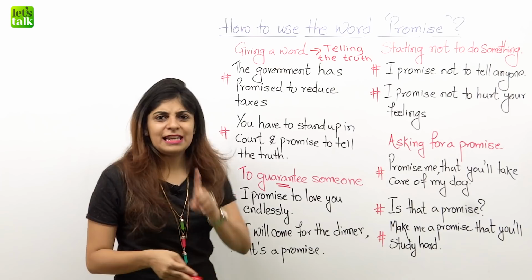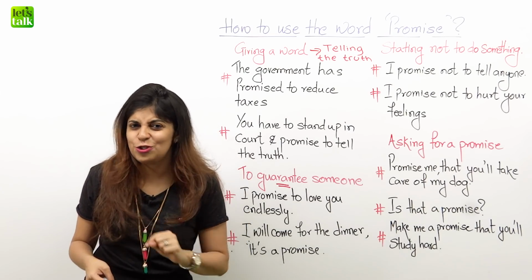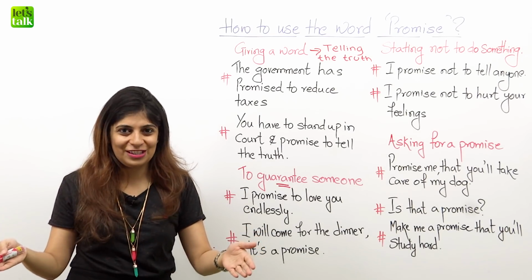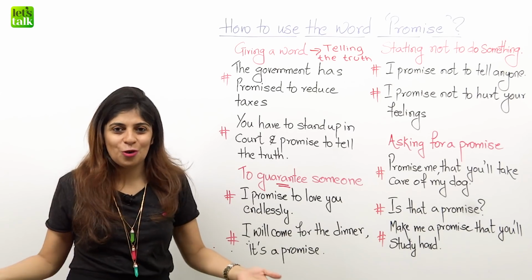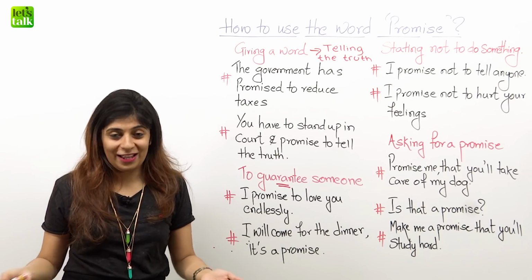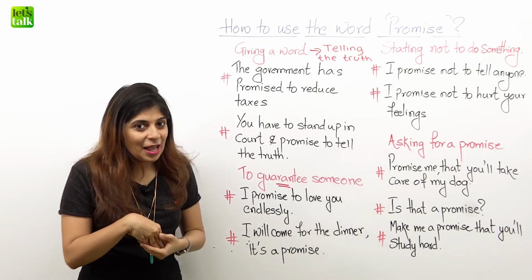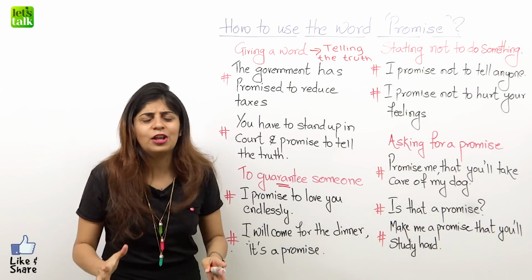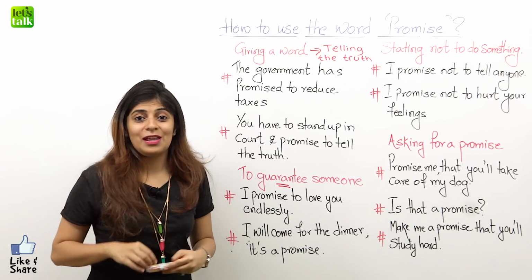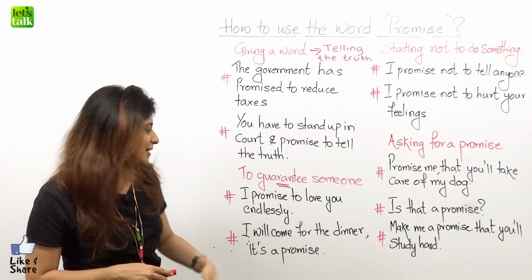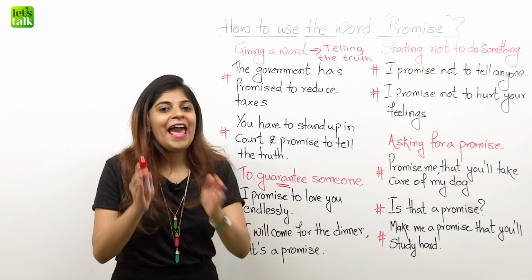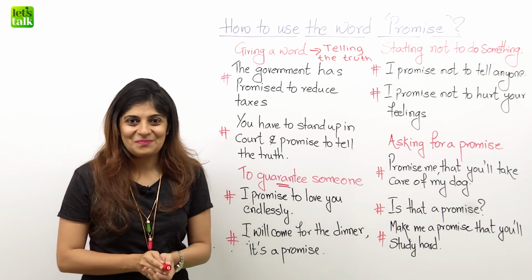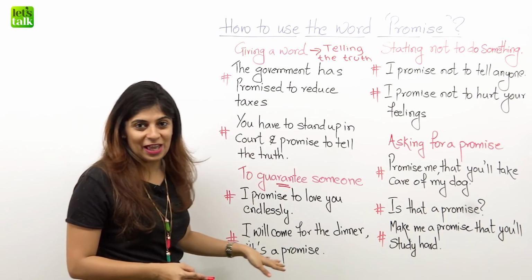And probably the last time you had ditched her, okay? You didn't go for the dinner, or you didn't really show up at her place when she invited you. So this time you just want to guarantee, give her that, okay, I'm surely gonna be there. So that's when you use the word promise, that I will come for the dinner. It's a promise. Okay, so these are the two ways.